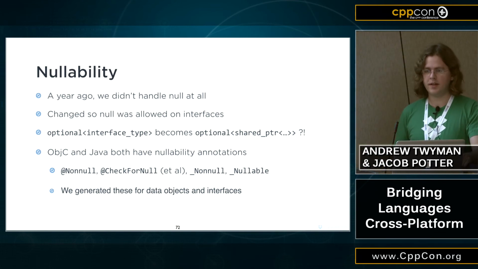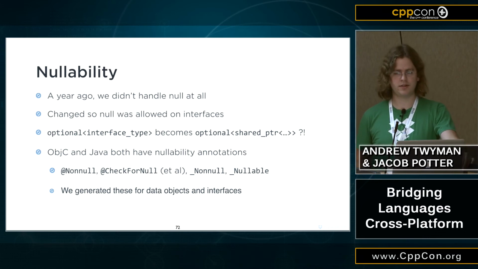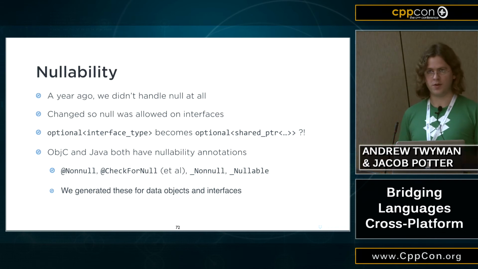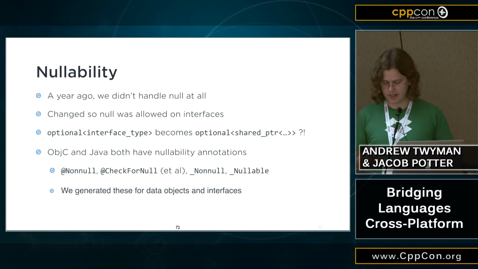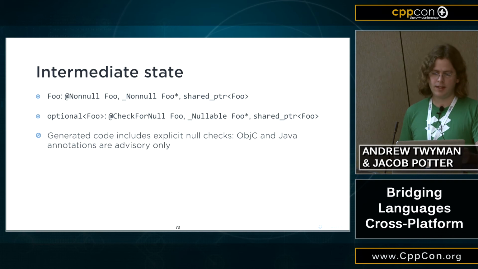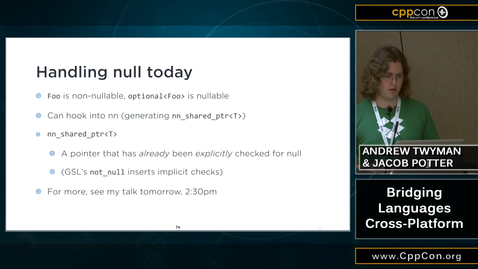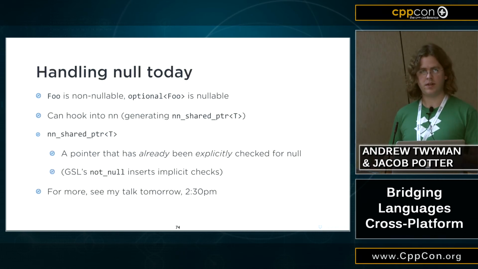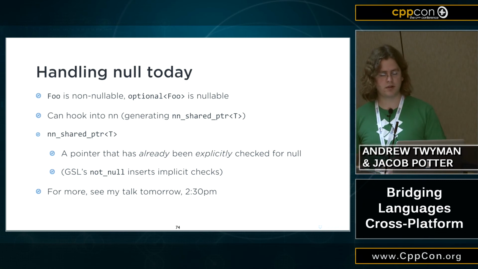We also realized Objective-C and Java both have fairly common nullability annotations. Java has a whole bunch. And so we would spit these out for data objects. We expect them to not be null unless they're optional. Interfaces could be null. For a while, we had an intermediate state where most things were nullable, but we would insert explicit checks if you had a non-optional interface. What we do now is, for interface type, it's non-nullable unless you say it's optional.